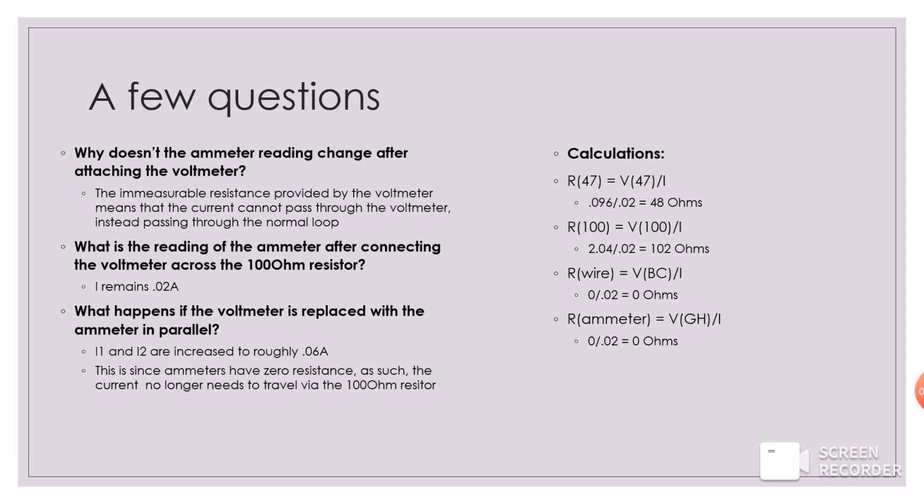A few questions. Why doesn't the ammeter reading change after attaching the voltmeter? That's because the infinite resistance provided by the voltmeter means the current can't pass through the voltmeter. What was the reading of the ammeter after connecting the voltmeter? It remains 0.02 amps. And what happens if the voltmeter is replaced with an ammeter in parallel? They're roughly tripled, meaning they go up to 0.06 amps, and that's because ammeters have zero resistance. As such, the current now flows through the ammeter path instead of the path with the 100 ohm resistor. Calculations are on the right.